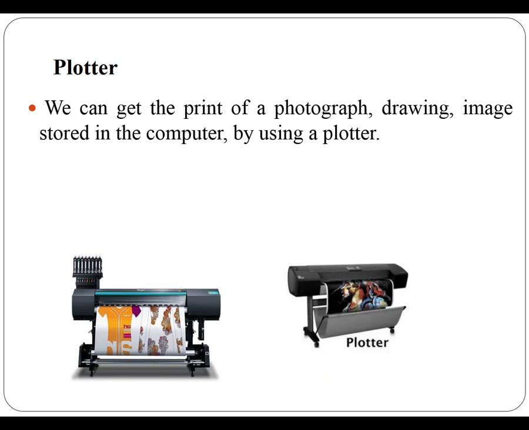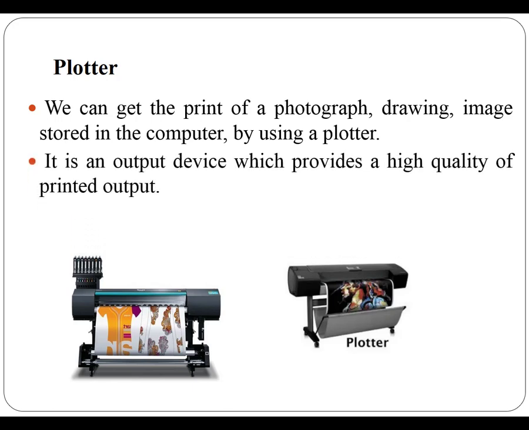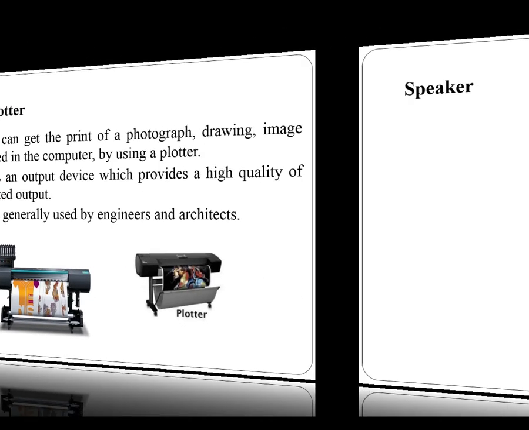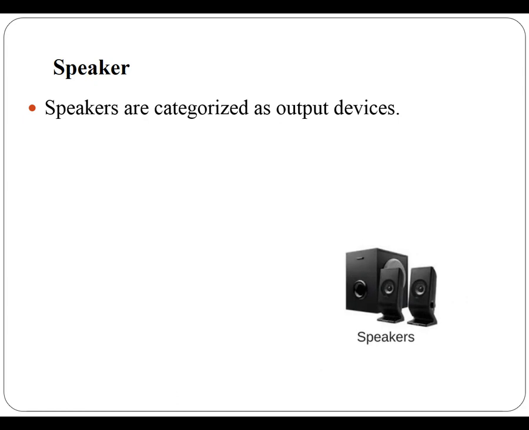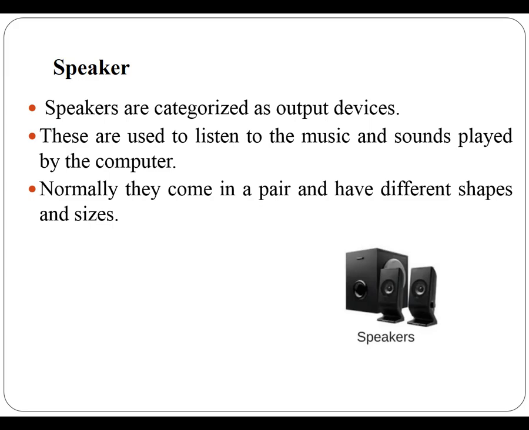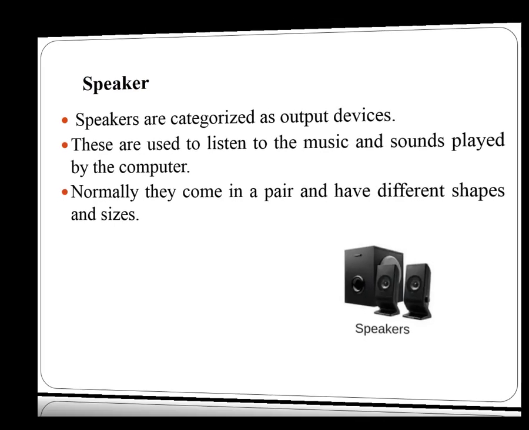Now another one output device is plotter. We can get the print of photograph, drawing, image stored in computer by using a plotter. It is an output device which provides a high quality of printed output. It is generally used by engineers and architects. Speakers are categorized as output devices. These are used to listen to the music and sounds played by the computer. Normally, they comes in pair and have different shapes and sizes.